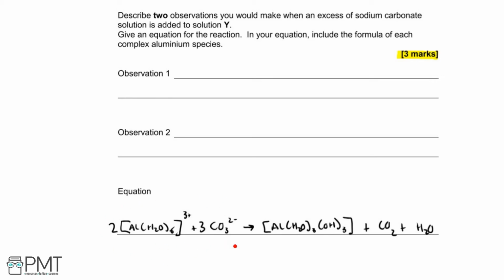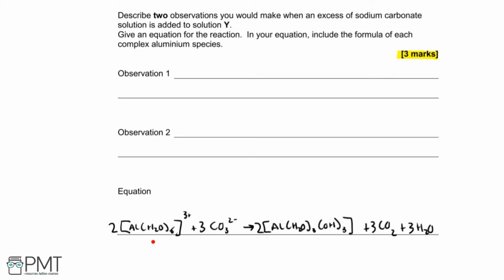Now that we've got that, we can start to use this to balance against the other side. So we can see we have 2 complex metal ions on the left hand side, so we're going to need 2 of these on the right. Additionally, we have 3 carbonate ions, so that's 3 carbon atoms, so we're going to need 3 molecules of carbon dioxide to balance that out. And finally, we are going to have 3 molecules of H2O.